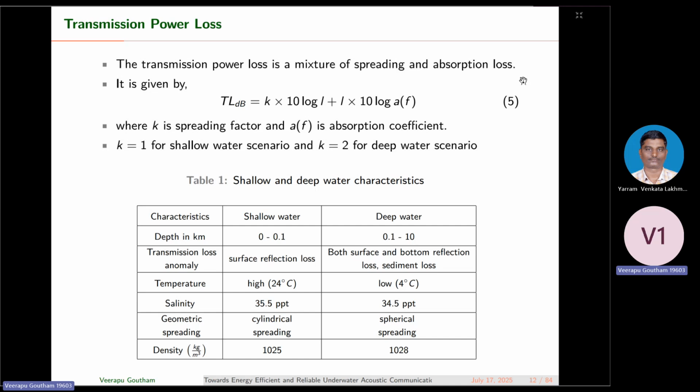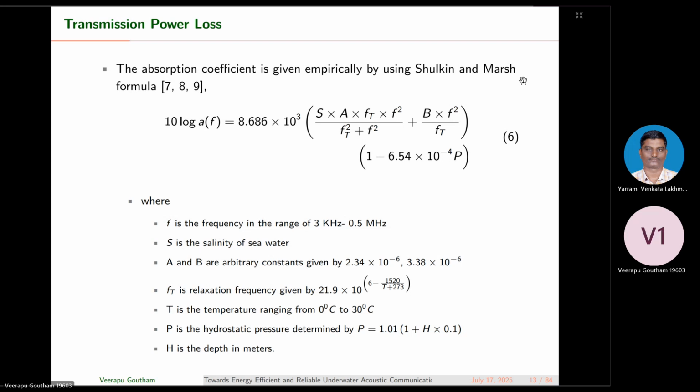Coming to the spreading mainly, in shallow water it is a cylindrical spreading. In deep water, it is a spherical spreading. When coming to the density, it is 1025 in shallow water and 1028 in deep water.